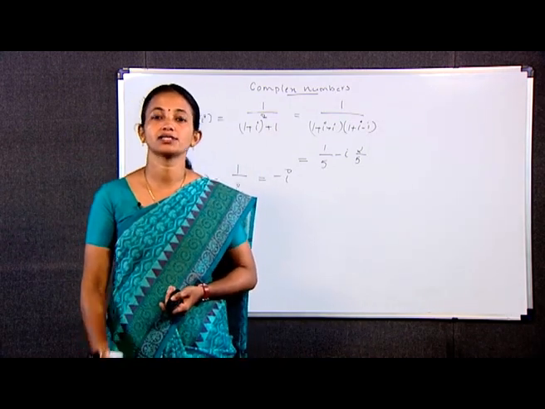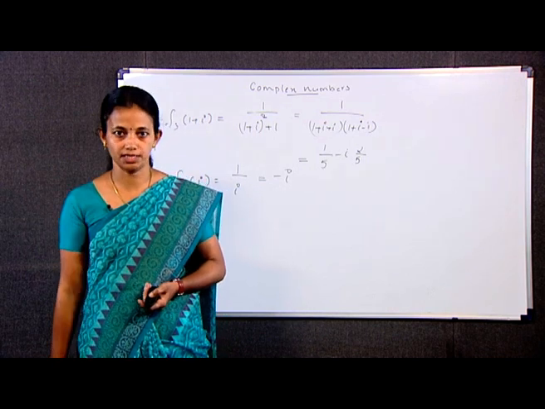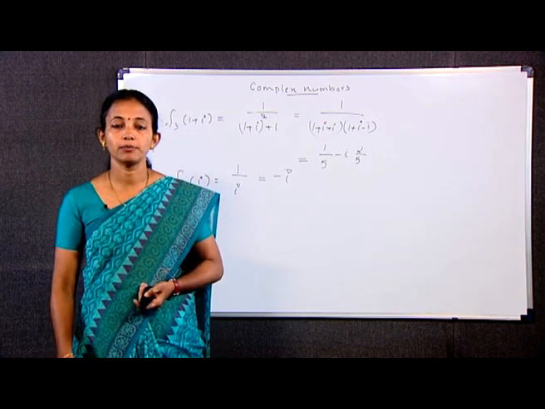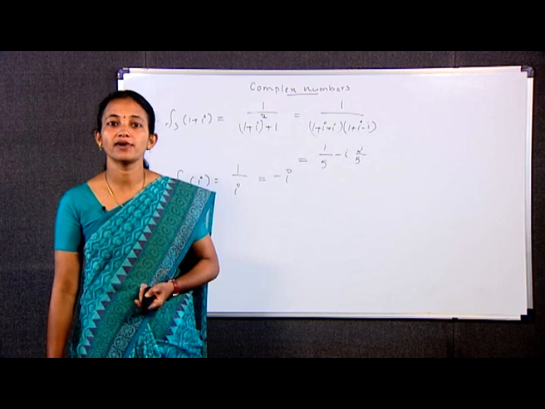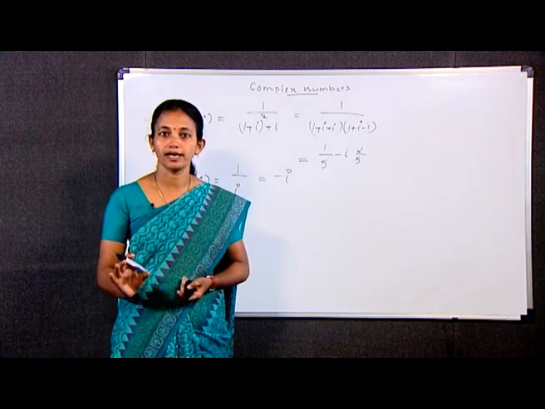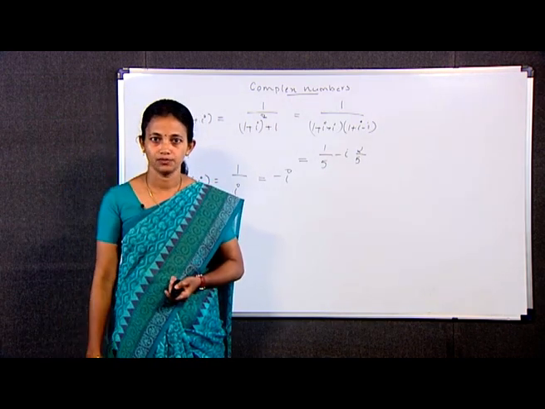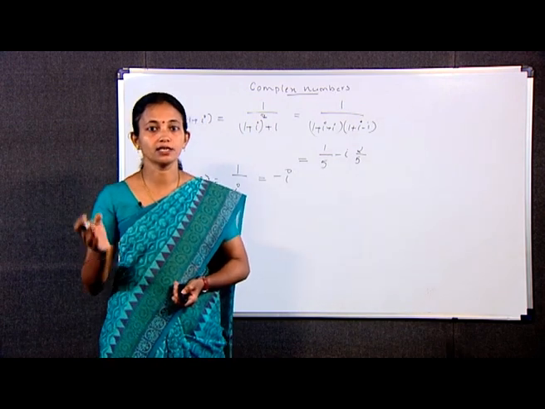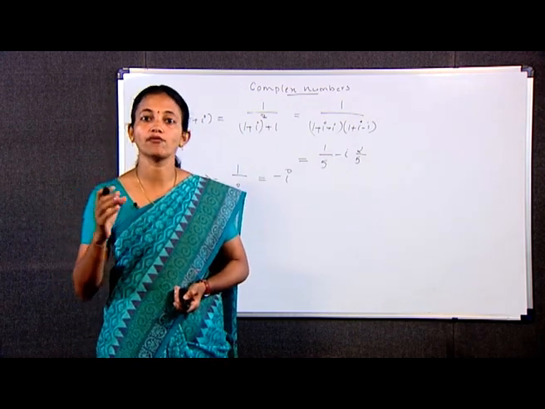The real and imaginary parts of w equal to f(z). Suppose that w is equal to u plus iv is the value of the function f at z equal to x plus iy, so that u plus iv is equal to f(z), which is equal to f(x plus iy).